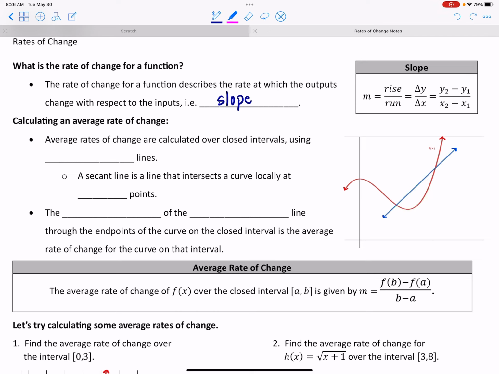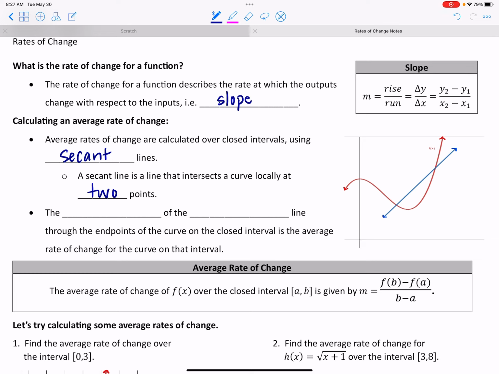And we're going to call that an average rate of change because it's approximating the average rate of change of the curve, the rates of change that vary along that section of curve. Okay? So an average rate of change is going to be calculated over a closed interval. So that closed interval, again, just telling us the frame of reference. So from here to here, this is the piece I'm focused on. And over that closed interval, we're going to use a secant line. And a secant line, again, is going to be a line that intersects a curve locally at 2 points.